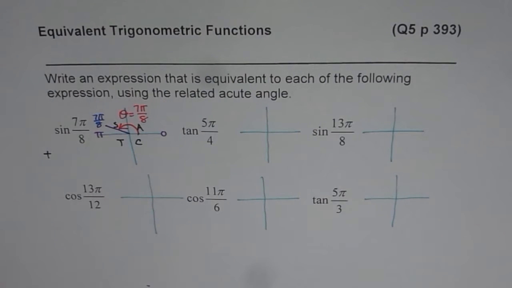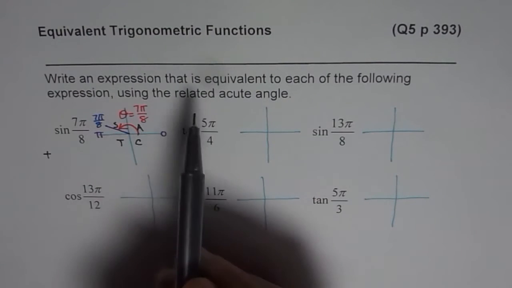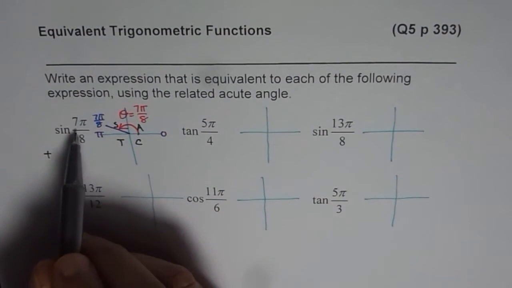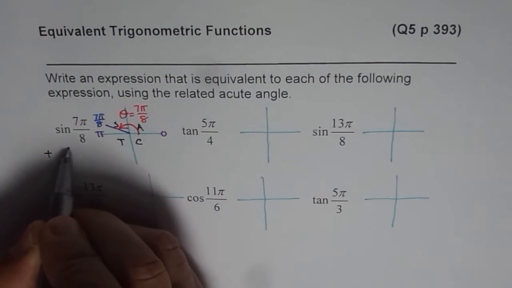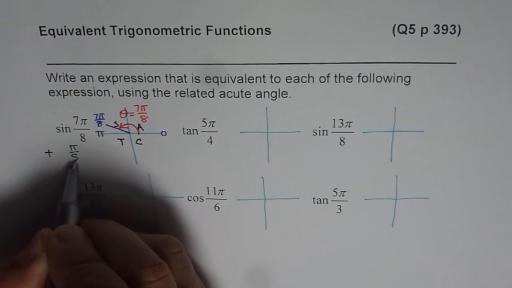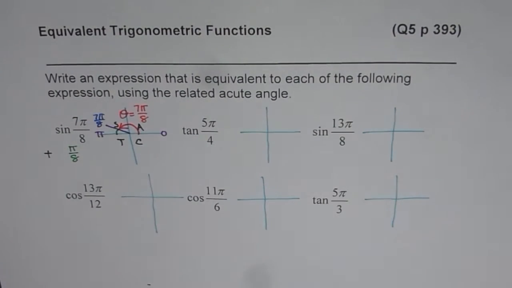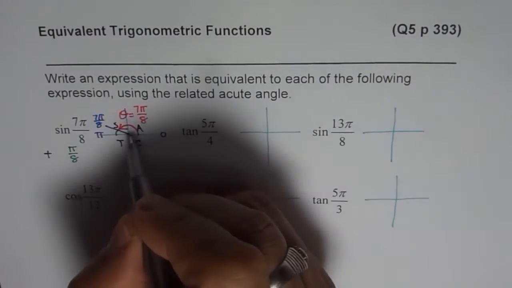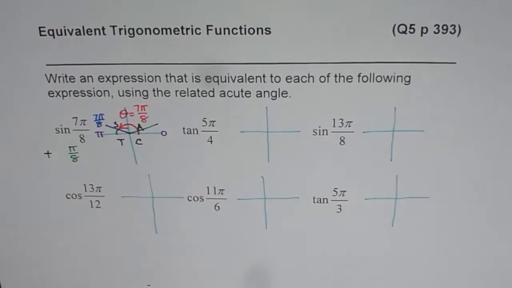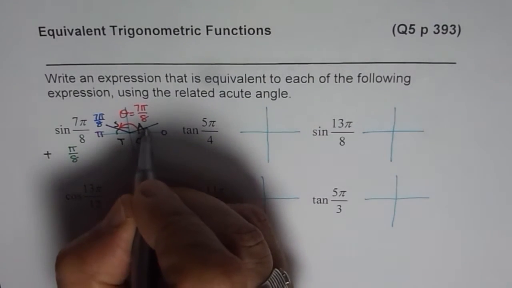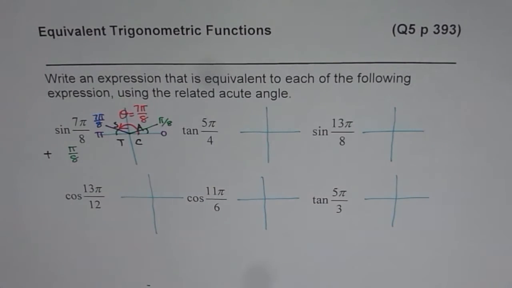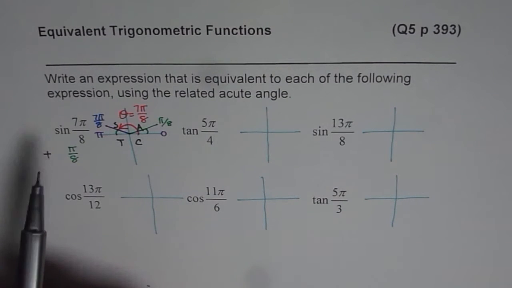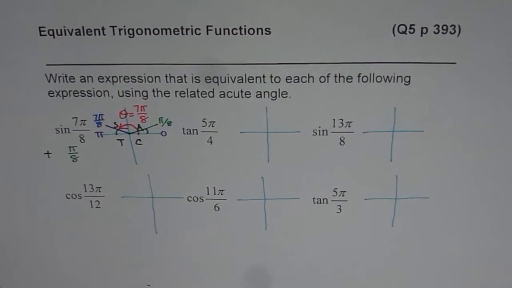Now the second part of this question is, we have to relate it with acute angle. The related acute angle. Now what is the related acute angle here? Related acute angle is 1 pi by 8. Is it okay? It's 1 pi by 8. This is your related acute angle. Perfect. Now if you consider a triangle in quadrant 1 with acute angle of pi by 8, then what is going to be a trigonometric ratio equivalent to sine 7 pi by 8? That is the real question.